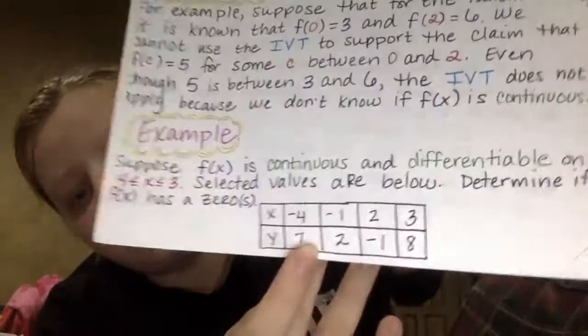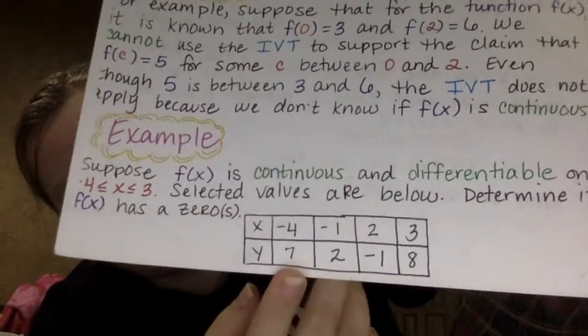Another good example could be, suppose that f of x is continuous and differentiable, so we're provided this information on the interval -4 is less than or equal to x, which is less than or equal to 3. The selected values are below. Determine if f of x has any zeros. Got the table right here. This is what's provided.